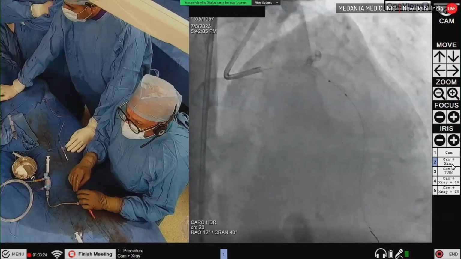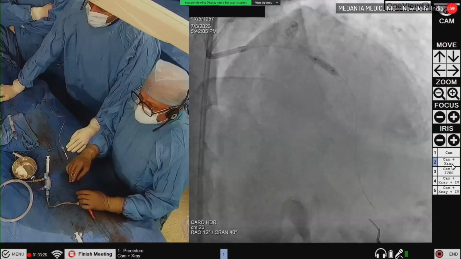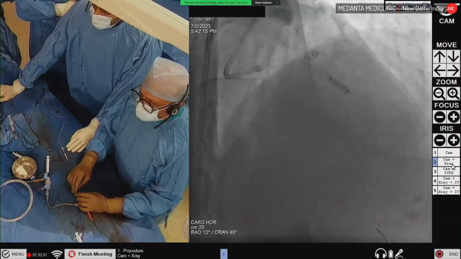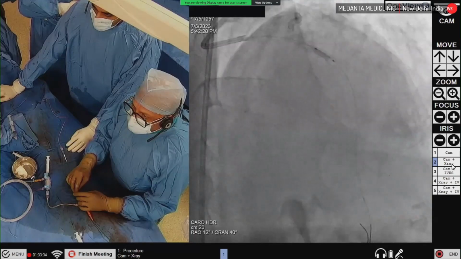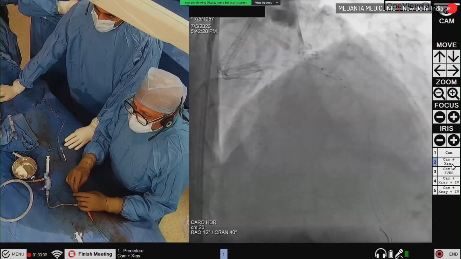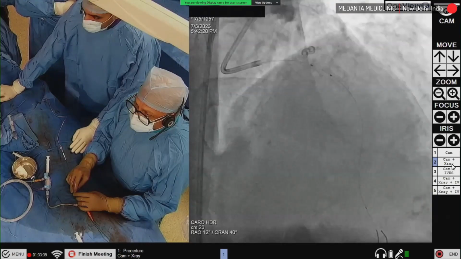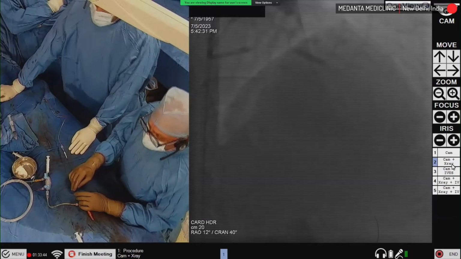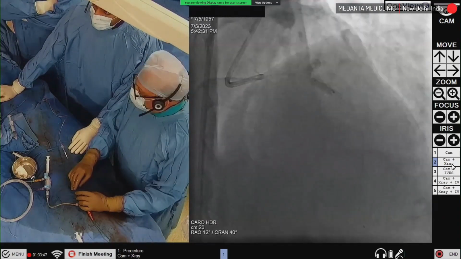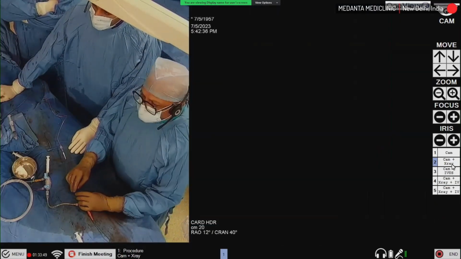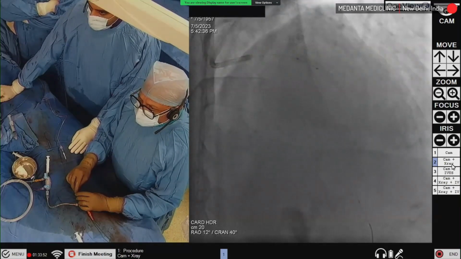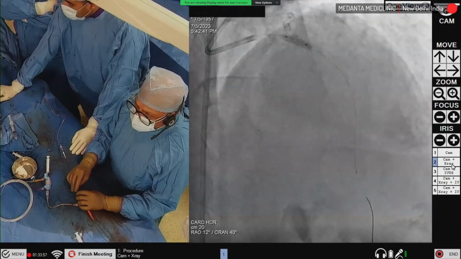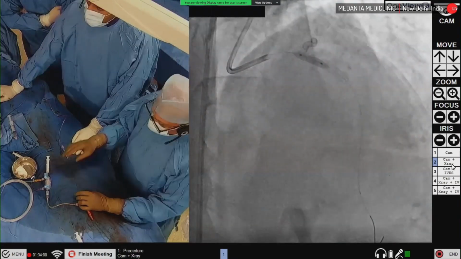Go up. 1, 2, 3, 4, 5, 6, 7, 8, 9, 10, 12, 14. Deflate. So I'm pulling and pushing the whole thing at once. Go up, up to 14. Deflate. Okay. So now let's come to the other. Go up to 14. Deflate. RAO cranial.